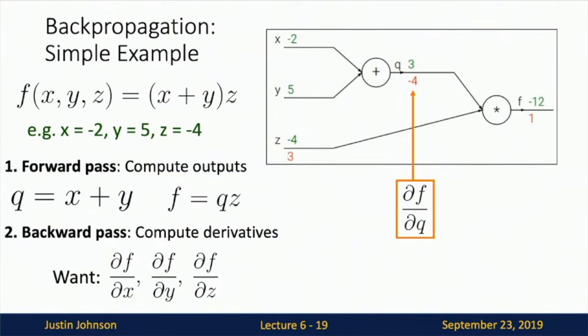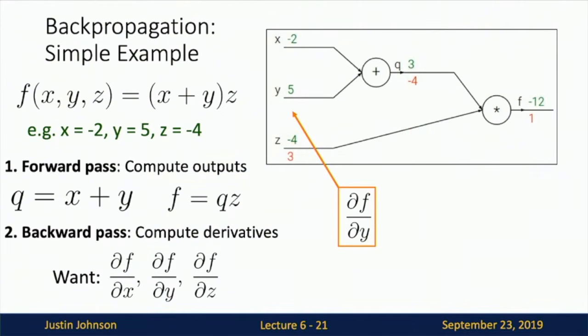The next piece, we need to compute the derivative of f with respect to q. You can see that we're kind of marching backward in an opposite topologically sorted version of the graph. And in order to compute the derivative of f with respect to q, we again know that f is qz, so this local derivative should be z. We can look up the value of z from the forward pass of the graph and compute the derivative as -4. We can continue proceeding to the left.